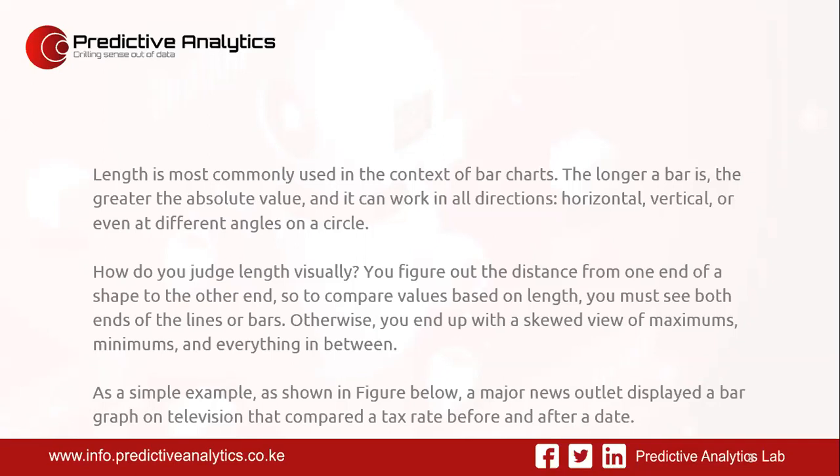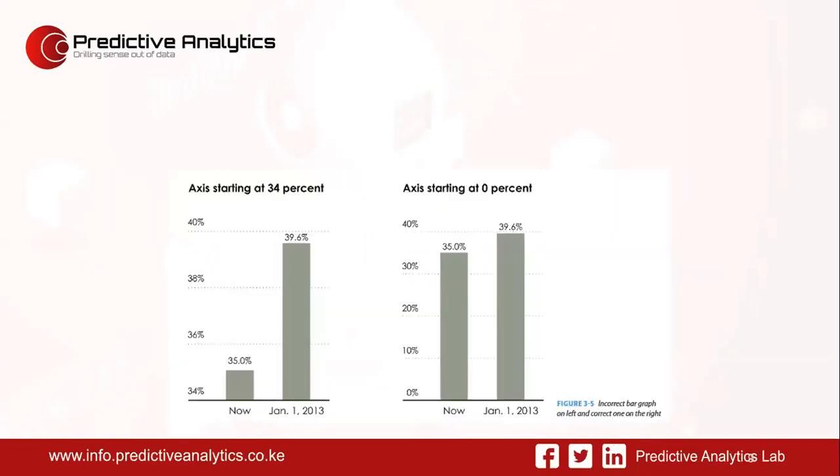As a simple example, as shown in the diagram below, a major news outlet displayed a bar graph on TV that compared the tax rates before and after a date. So here, I was talking about having the axis starting at 0. So here on the left, we have an axis starting at, for example, 34% here.